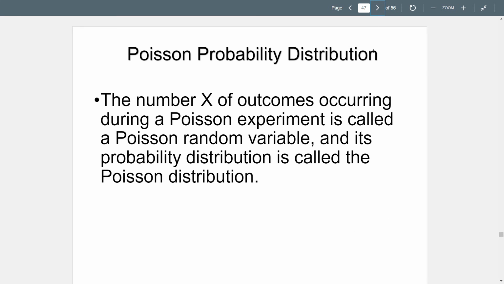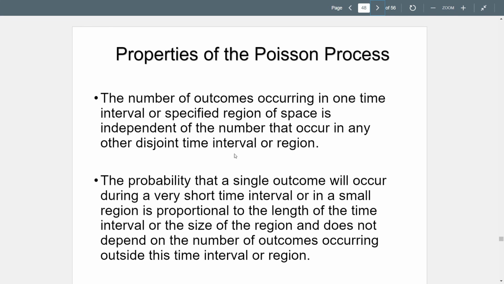Okay, so the number of outcomes occurring during Poisson experiments is called a Poisson random variable, and its probability is called the Poisson distribution. Okay, so these are just some definitions.